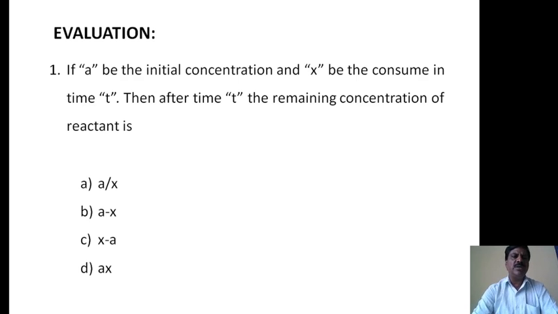First question: if A is the initial concentration and X is the amount consumed in time t, then after time t, the remaining concentration of the reactant is: option A is A by X, option B is A minus X, option C is X minus A, and option D is A into X. I will give just 10 seconds. You have to think and choose the correct answer for this question.